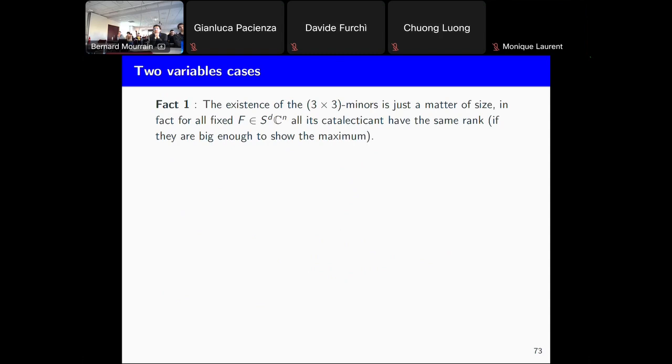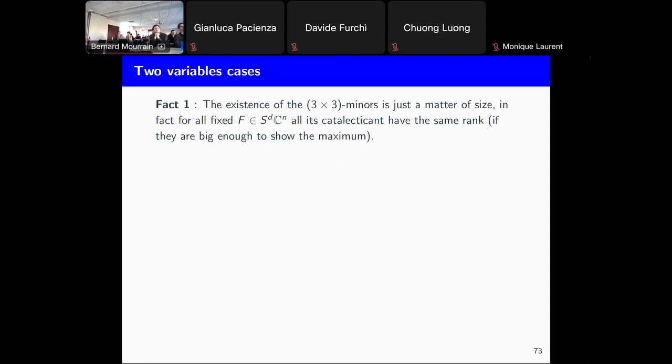So the existence of 3x3 minors is just a matter of size. If I can compute the 3x3 minors, it's just a matter of size. But what's an important fact is that as soon as the size of your matrix is big enough to allow you to see the minors of a certain order being 0, then the rank of this matrix is going to be always the same.